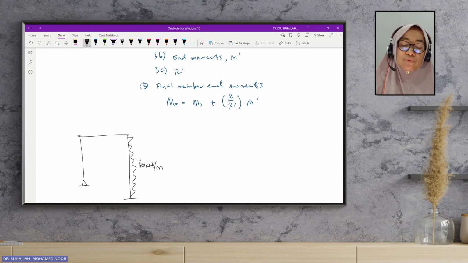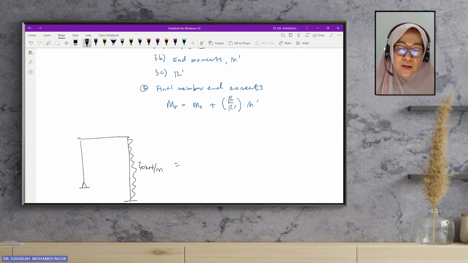Step number one, we have to determine K and distribution factor, and this distribution factor will be used in both table 1 and table 2. In order to calculate FEM due to external loading only, we have to remove delta. So we have to remove delta by looking at this diagram.